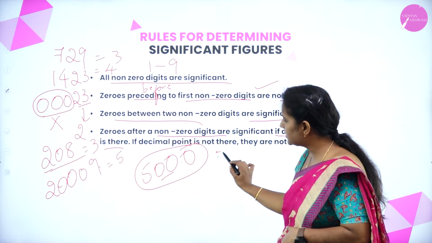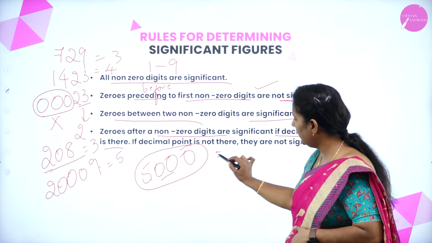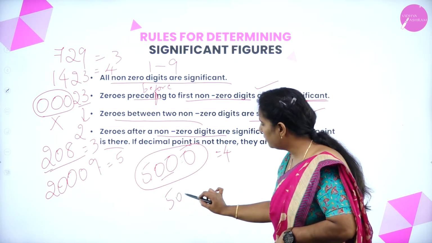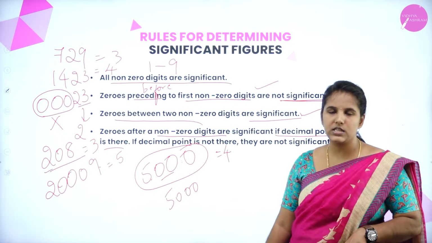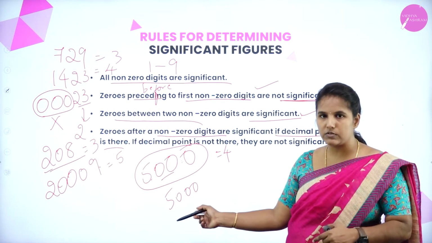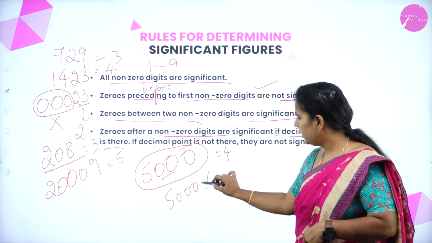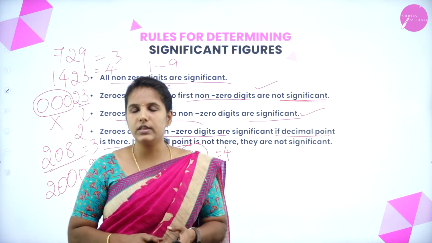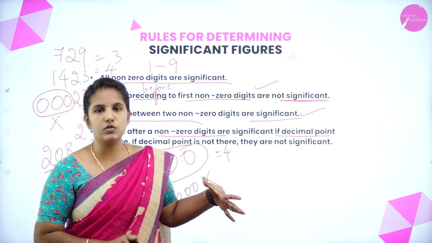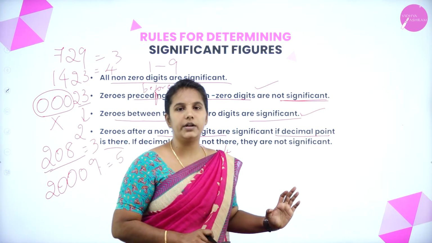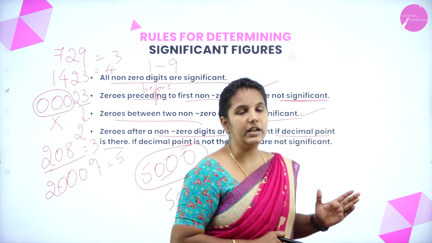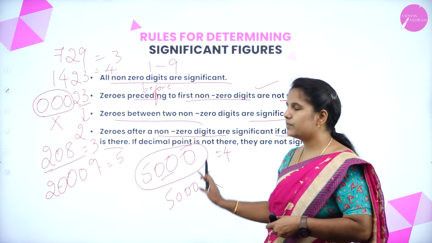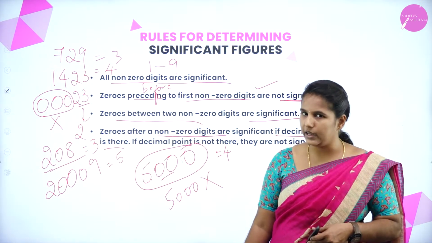How many significant figures are there? 1, 2, 3 and 4. If there is no decimal point, and I write 500 as such or 5000 as such, do we consider the number of significant figures here? No. Here the significant figures cannot be counted. So these are the 4 important rules given by the scientific community just to identify the significant figures, and it's very simple to identify them.